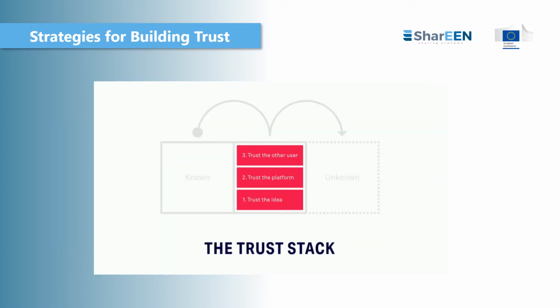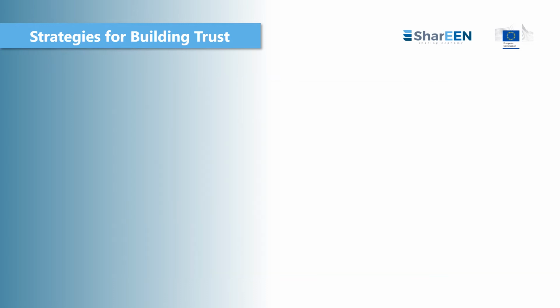A common way of building trust is through looking at the trust stack. The trust stack starts with saying that we need to trust in the idea of the innovation, for example, in the idea of ride sharing. The next step is trusting the platform and that it will uphold quality and accountability standards. And lastly, there needs to be trust in the participants on the platform, that is, individual trust. There are strategies for building trust in the idea, the platform, and the users.